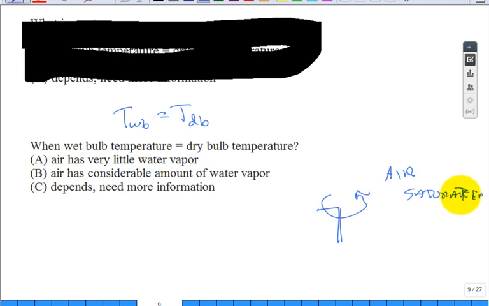For evaporation to occur, it would have to take moisture from the sock covering the wet bulb and put it into the air. The air can't handle any more. There's no evaporation. They're the same temperature. So air has a considerable amount of water vapor. That makes the most sense.